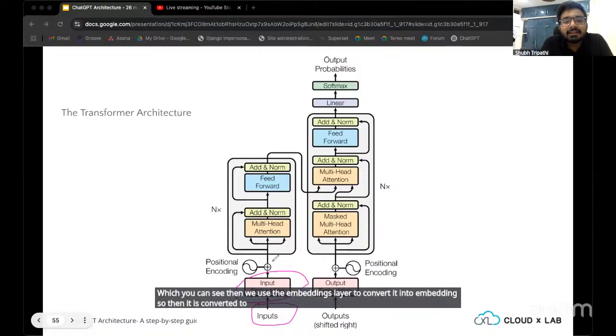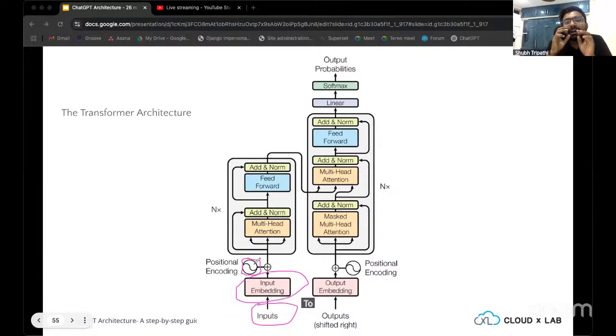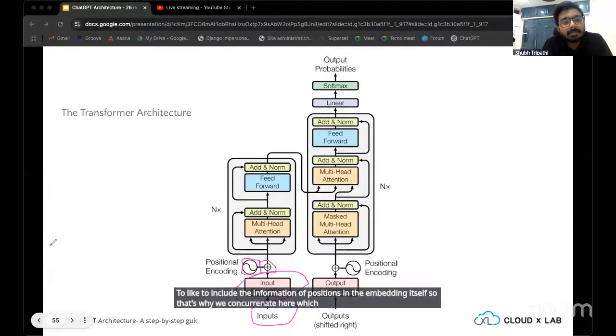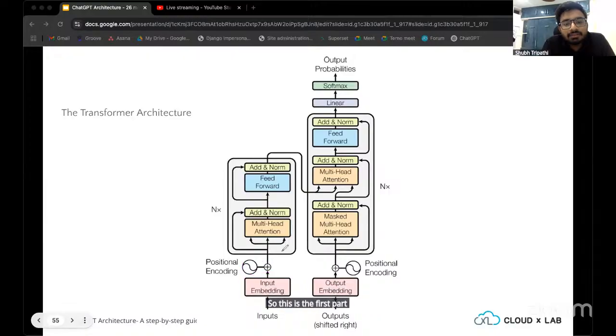Here the positional encoding is stored for each word. So we take the input embedding from here, and we sum it up with the positional encoding to include the information of positions in the embedding itself. That's why we have the plus sign here. So this is the first part before passing it to the encoder.